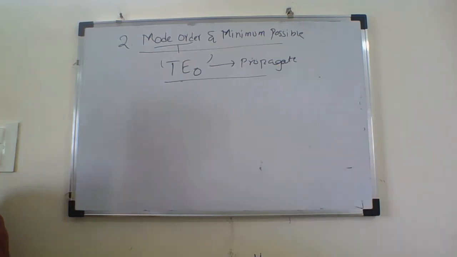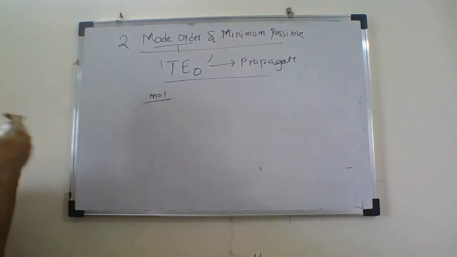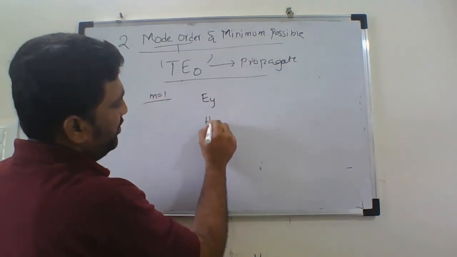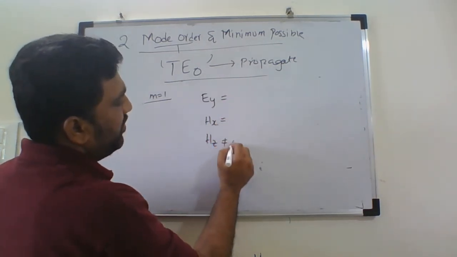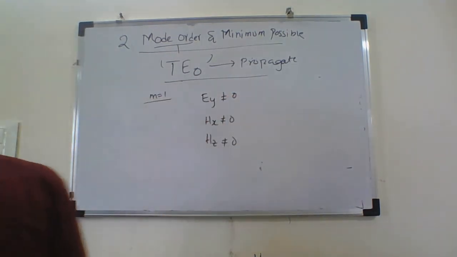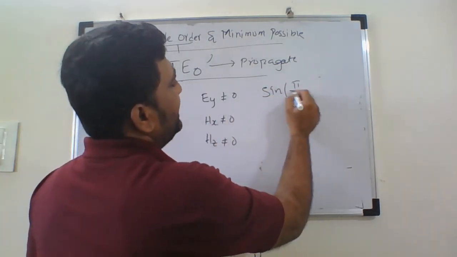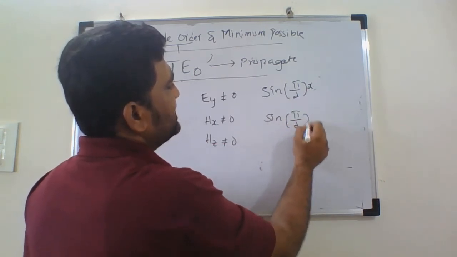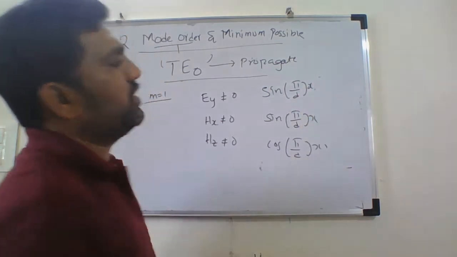Next, let us check with m equal to 1. When I put m equal to 1 in the equations that we have, all the components, that is EY, HZ and HX, will be non-zero. So there will be some values. We get sine pi by d into x, this is also sine pi by d into x, and this is cos pi by d into x. So all of them are non-zero values.